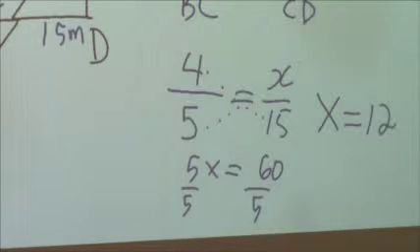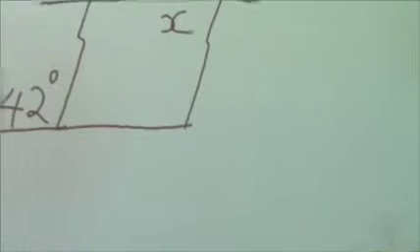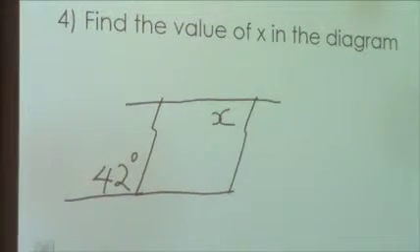So here we use proportional relationships to solve problems involving similar triangles. Number 4 is a fairly easy problem. What we're going to do is find the measure of almost every angle in here.